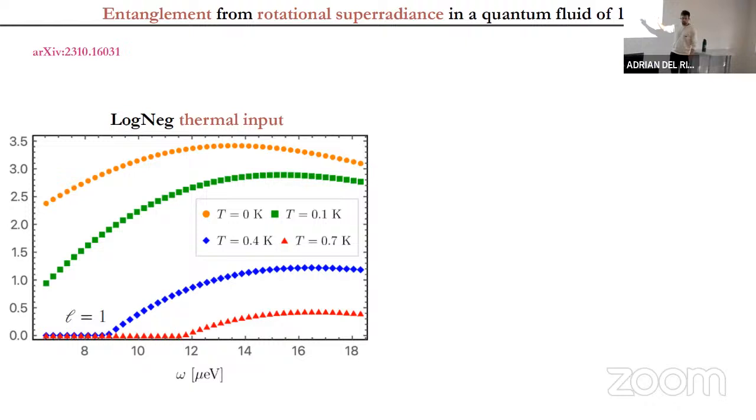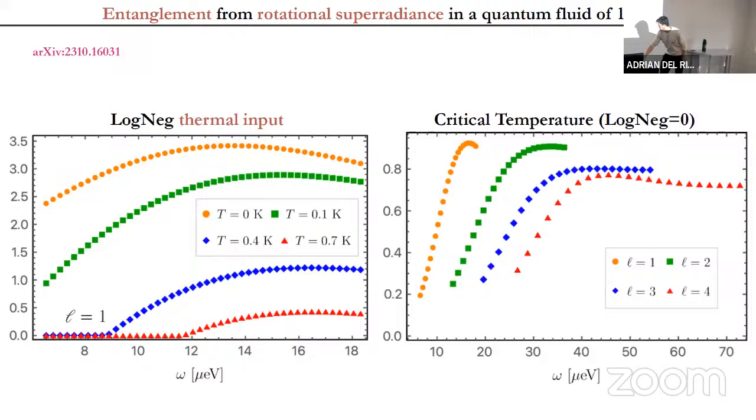So we can see that as we increase the temperature, the amount of entanglement decreases. There is even a point at which it may vanish. And you can actually predict the critical temperature for each mode at which you have vanishing entanglement production. This is basically the critical temperature for each of the modes. And you can check that these values at which the entanglement vanishes are compatible with these plots, for the L equal 1 case on the right-hand side.